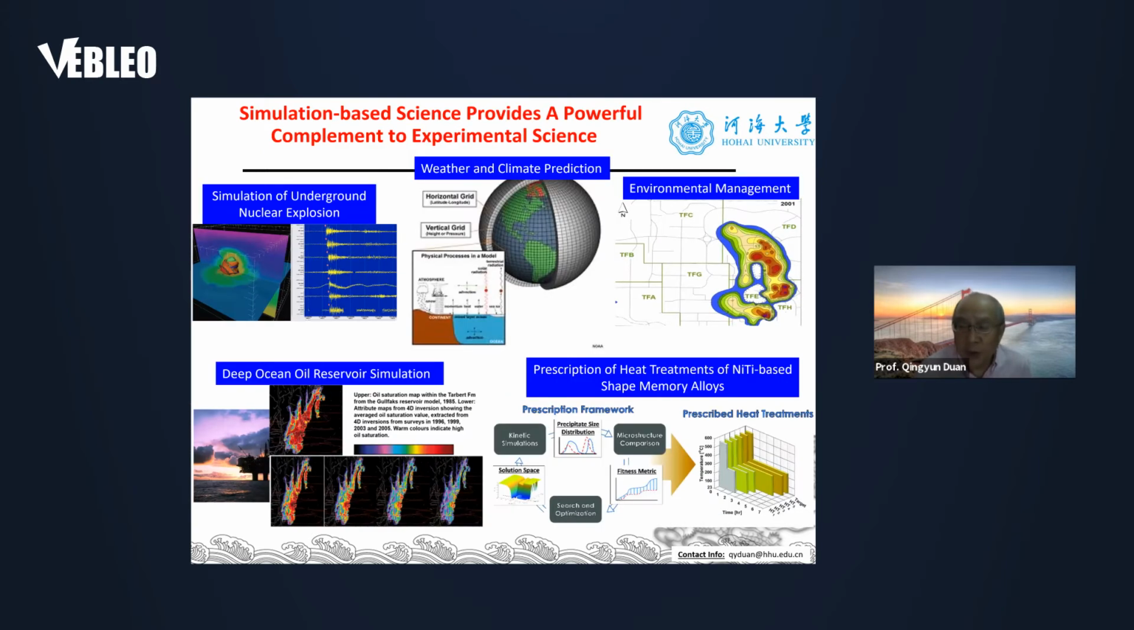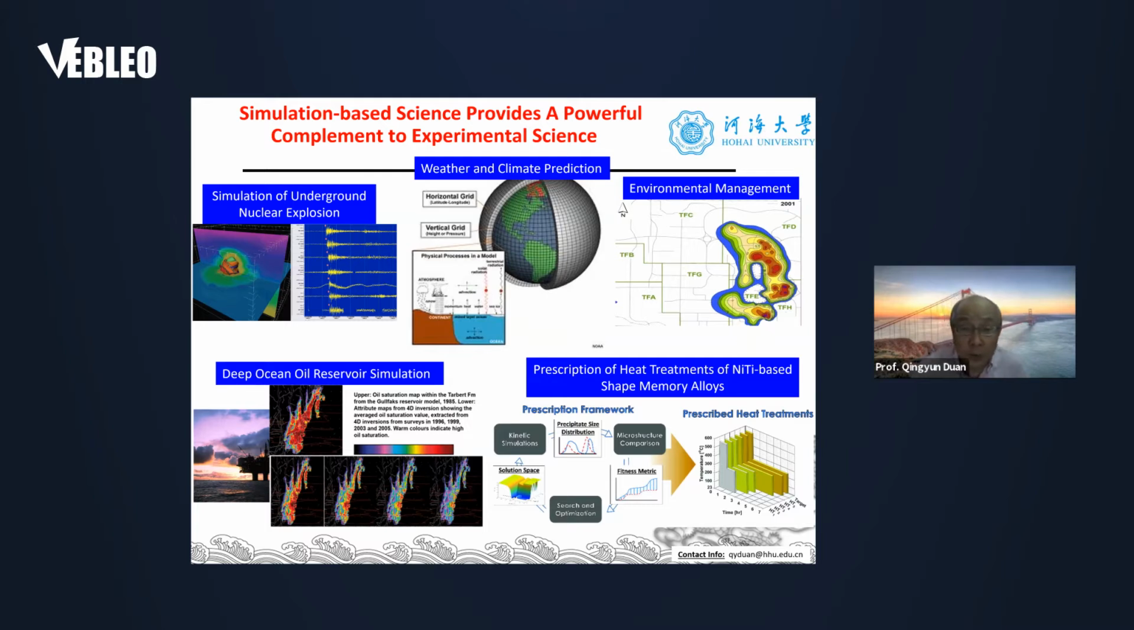So talk about computer simulation models. Simulation-based science is a powerful complement to experimental science. So computer models are used in every imaginable field. Shown here are some of the examples. You talk about the simulation of underground nuclear explosion. It used to be that you could just explode a live bomb, take all the measurements and see if it works. But today, you cannot do that. You have to rely on computer simulation.